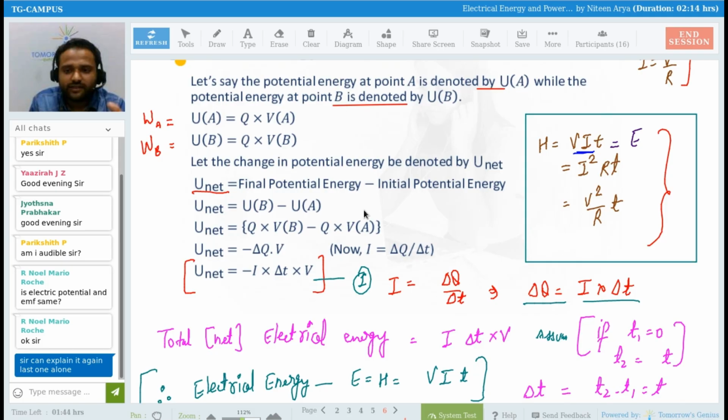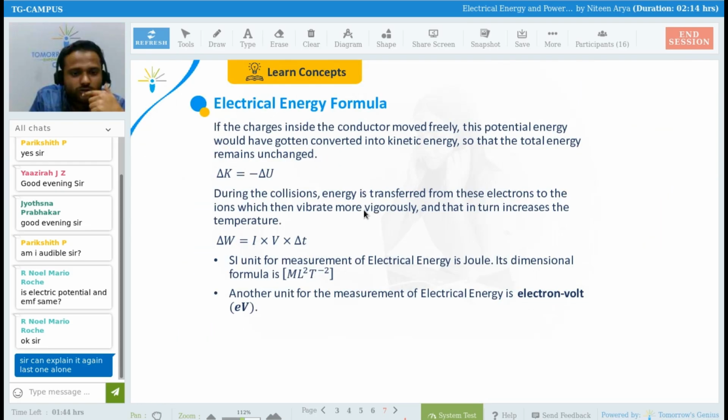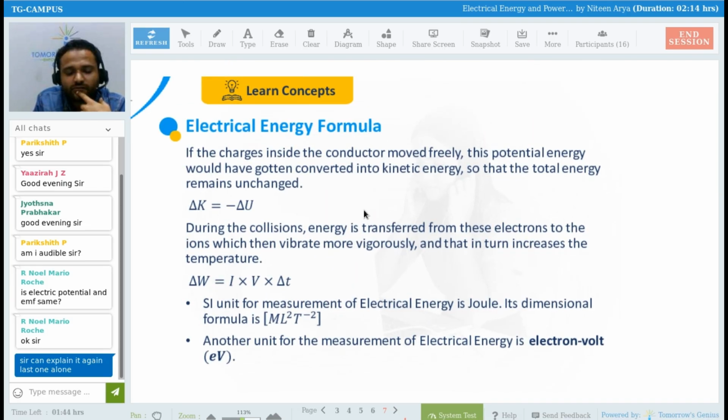Okay. So that is just VIT, and then using I square RT, V square by RT. So this is the electrical energy formula. If the charge inside the conductor moves freely, they just wanted to say this in a proper way: this potential energy would have gotten converted into kinetic energy, so that the total energy, del K equals del U, remains unchanged.